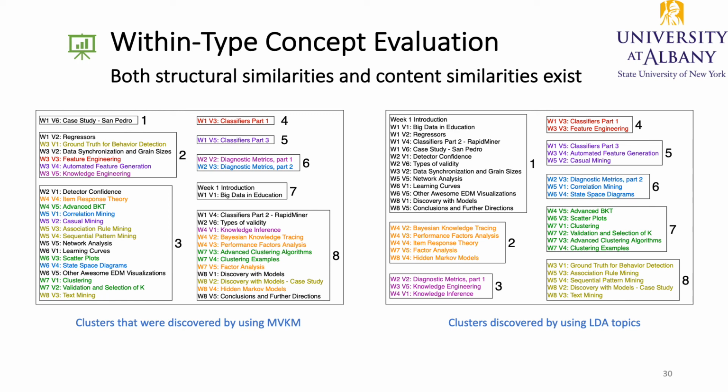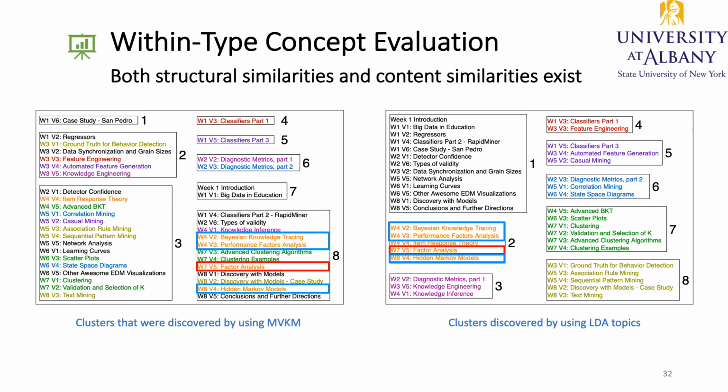From the figures, we found that there are both structure similarities and content similarities in the concept matrices of MVKM. For example, lecture 5 of week 7 is clustered in group 8 on the left, not only because other lectures of week 7 are in the same group 8, but also because there are some lectures that have similar topics to it, such as these 2 videos from week 4 and also this video 4 from week 8.